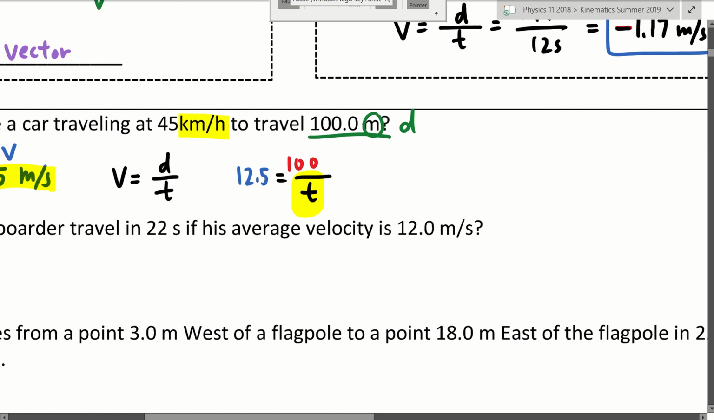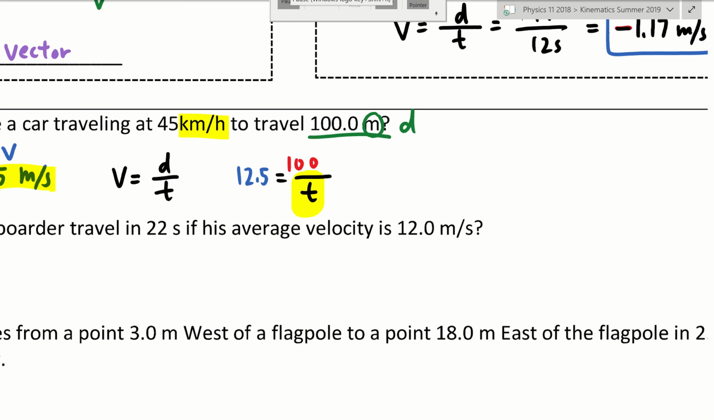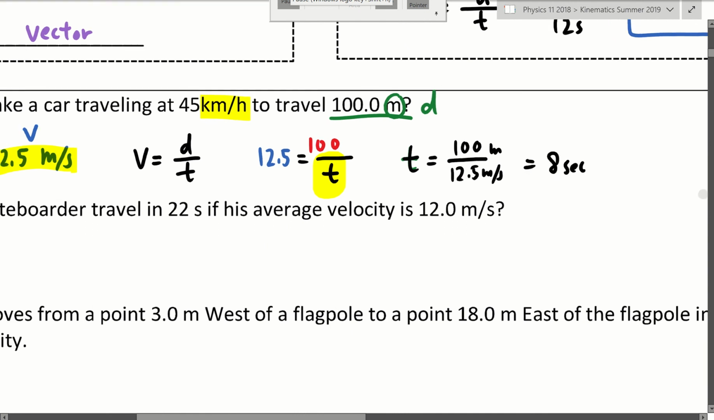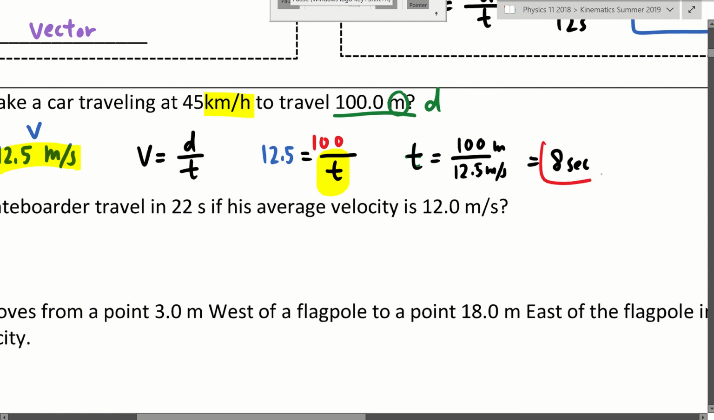Now, solving for time. Okay, so I'm not going to, again, right? So I think I said it yesterday. We're only going to do algebra for one day. So I'm not going to explain where this comes from. Okay, you should know. And 8 seconds is the final result. 8 seconds. Okay, moving on.